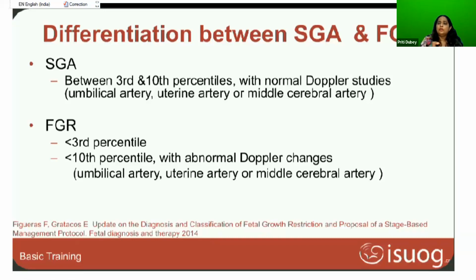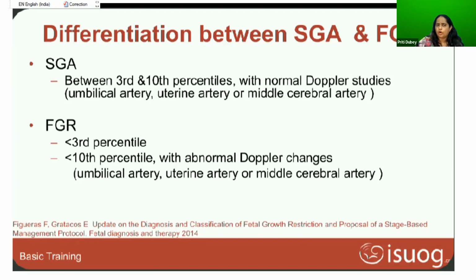And also the FGR babies are the babies which fall below the 10th centile with abnormal Doppler changes. So these definitions we need to remember. SGA babies are the babies which fall between the 3rd to 10th centile with normal Doppler studies. Any baby weight which falls below the 3rd centile even though there is a normal Doppler, and any babies which fall below the 10th centile with abnormal Doppler change, are called FGR babies.